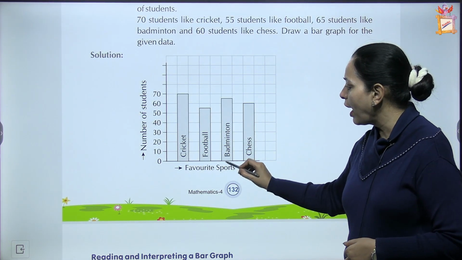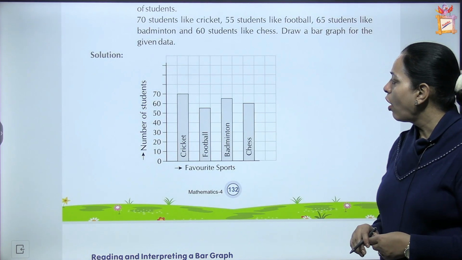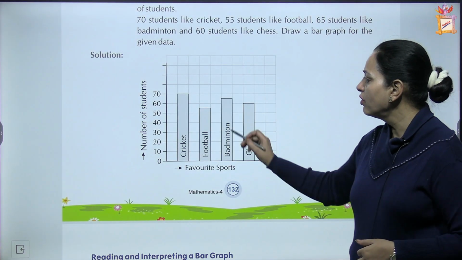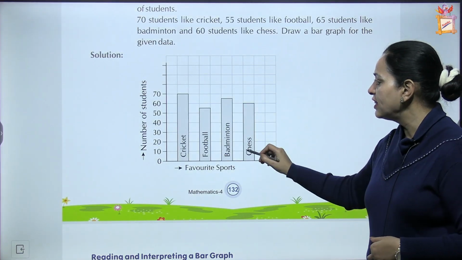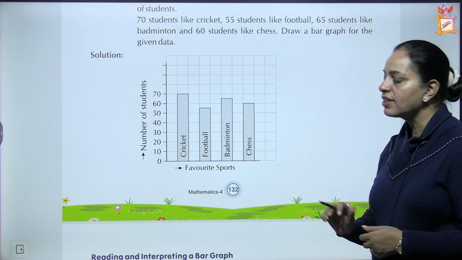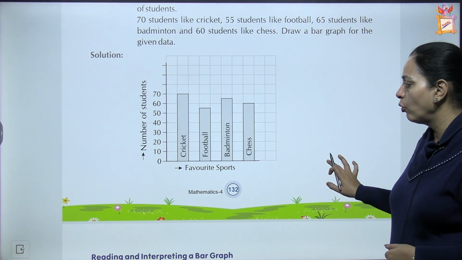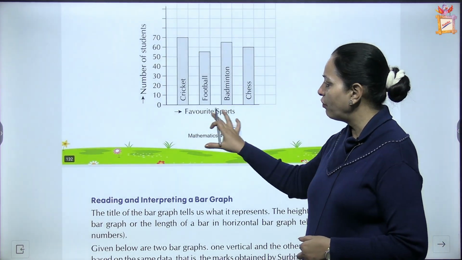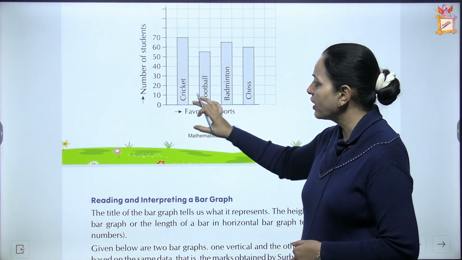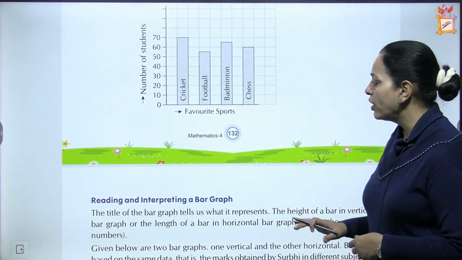Now leave the same gap. Badminton, how many? 65. So between 60 and 70, 65. And then chess, 60. So this is the bar graph. Okay, I hope this is clear to you. We have to write each and everything, like favorite sports, write the sports, and here the number of students.